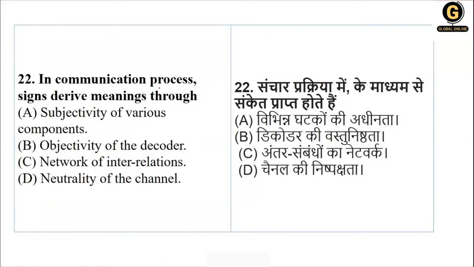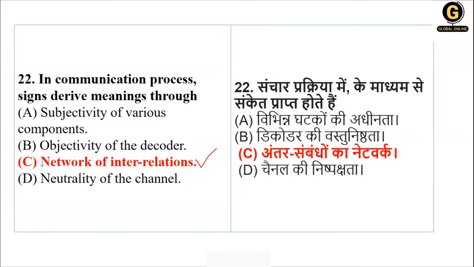Then in communication process, signs derive meaning through. In communication process, signs के meanings, okay, किससे? With the help of what? Okay, here subjectivity of components, objectivity of the decoder, network of interrelation, neutrality of the channel. So we are talking about signs. So obviously subjectivity or objectivity आएगा नहीं. Okay, channel neutral नहीं होगा. So it is what? It's because of the network interrelations. So the right answer for this is option number C, network interrelation.